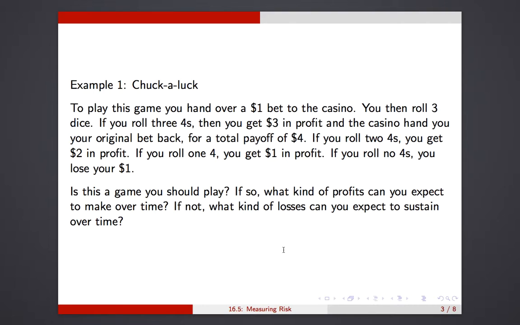The question is: is this a game you should play? If it is a game you should play, what kind of profits can you expect to make over time? Presumably, this is a yes or no question. Presumably the answer is yes if you can expect to profit over time. Presumably the answer is no if you can expect to lose over time. So if this is a game you should not play, what kind of losses can you expect to sustain over time? If you should play this, can you quantify what kind of winnings you should get? If you shouldn't play this game, can you quantify what kind of losses you should expect?